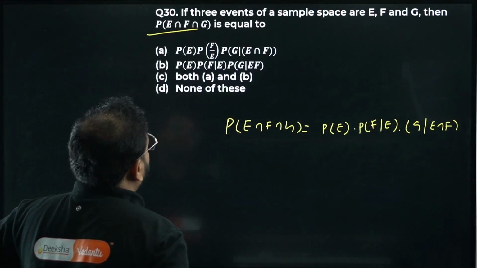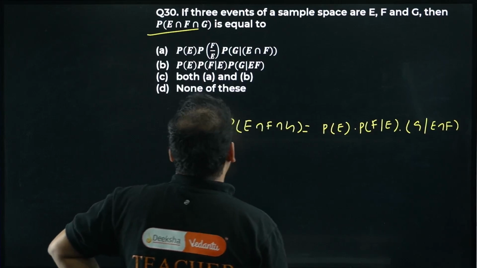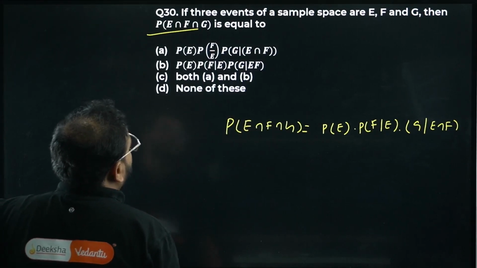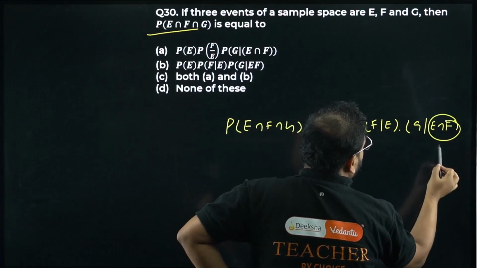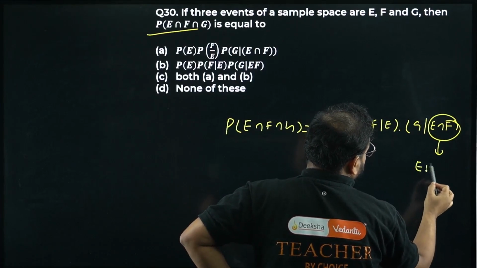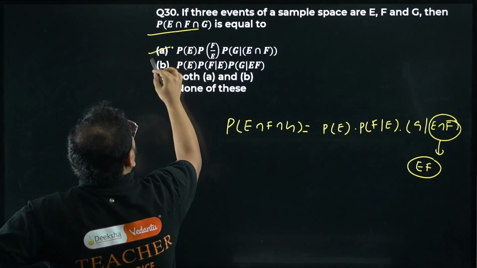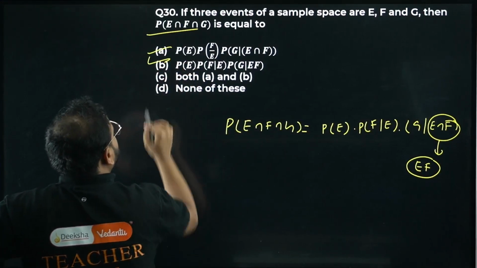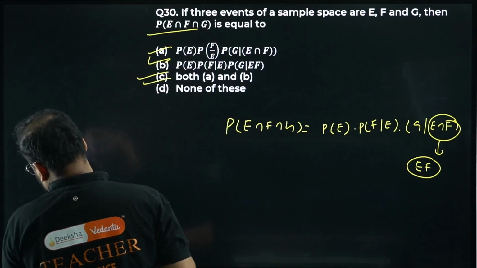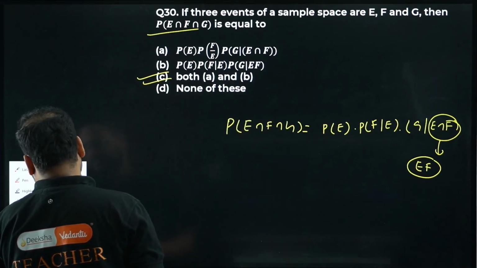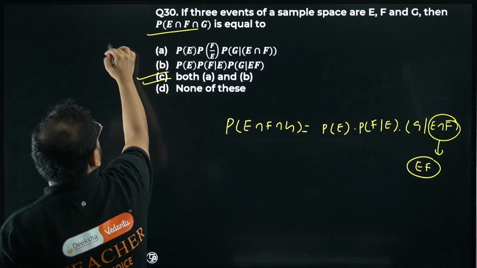So option P(E) P(F|E) P(G|E∩F), okay? Yeah, and we can write this value. Remember, this as EF also, right? It means both options are correct actually. Please check here. Both options are same only. Hence, correct answer is option C actually, sorry. Correct answer is option C. Both of them are correct, right? So option C is the right option, which is both A and B.